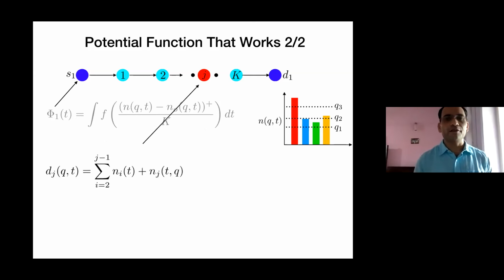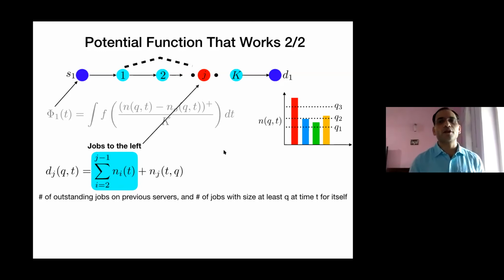For the internal server, it's going to be slightly different. What the internal server is going to look like is, for let's say the internal server j, we're going to count all the jobs which lie to the left of this j. That is going to be the first summation here. And for that server j, we're going to count again the number of jobs available at this server with size at least q. That is going to define dj of qt.